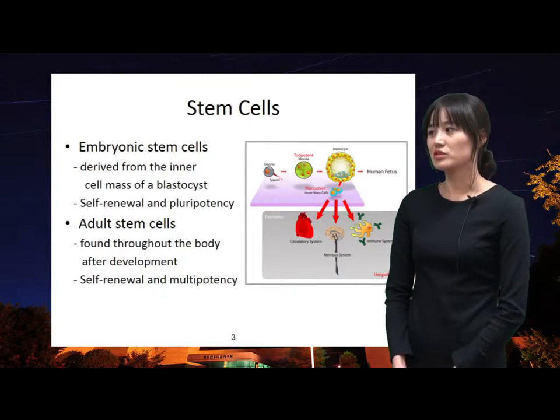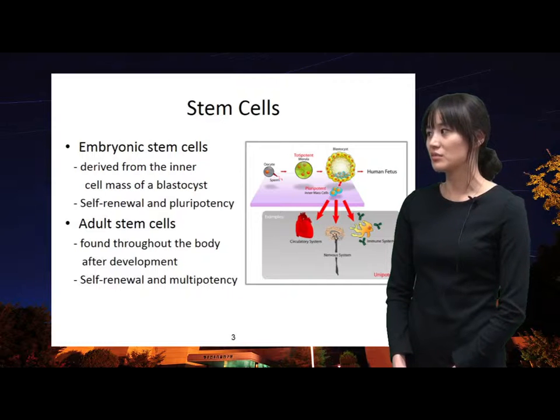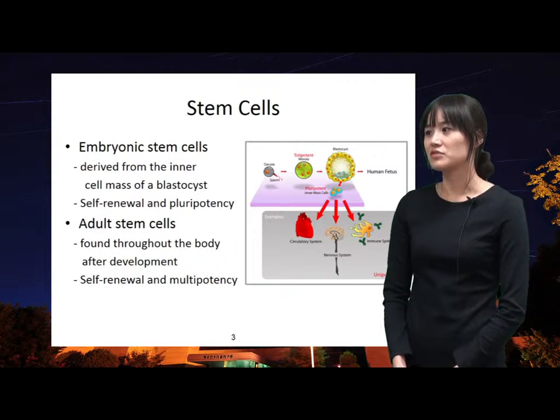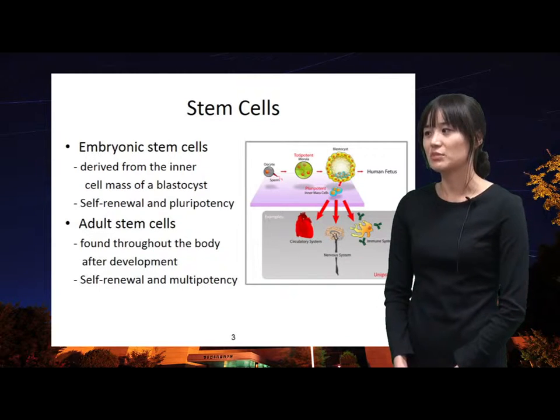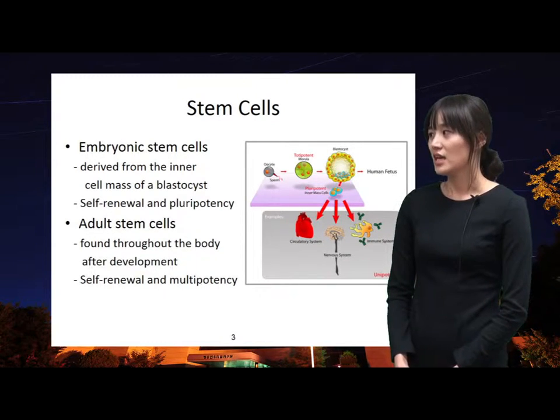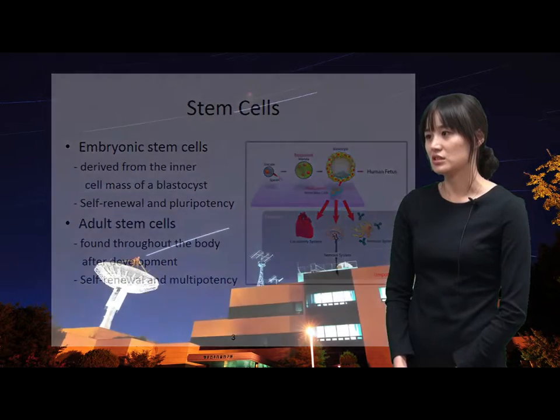The most important properties of stem cells can be represented as self-renewal and pluripotency, whereas adult stem cells are also undifferentiated cells found throughout the body after development. They have two properties: self-renewal like embryonic stem cells, and multipotency.